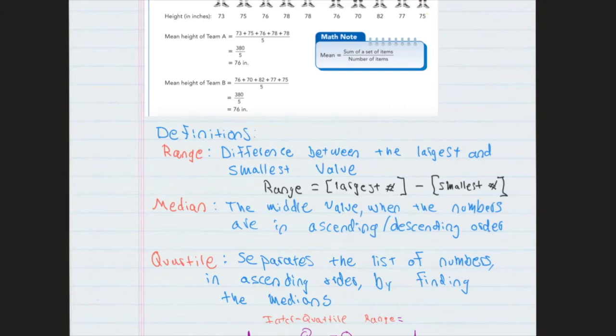So that means that the range is greater in Team B. If we look at Team A, the largest number is 78, and the smallest is 73. 78 minus 73 is 5, so the range is only 5. Typically when you have a smaller range, that means that your data is more centralized. If you have a larger range, then it's more spread out.